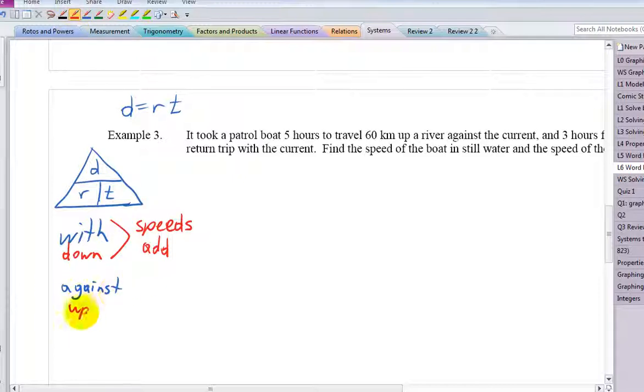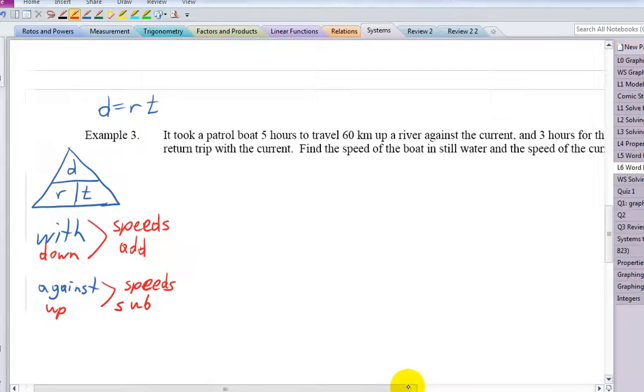But when you're going against the current, you should be writing this down. And sometimes they say you're going upriver. What do you notice about the speeds? What did you tell your friend? When you went from Abbotsford to Chilliwack, it's really, really hard because you actually subtract your speeds. The river is working against you. You're trying to go to Chilliwack, it's pushing you back to Abbotsford. Okay? So this is an important concept with these river ones. Up the river, down the river, against the river, with the river, speeds adding, speeds subtracting.